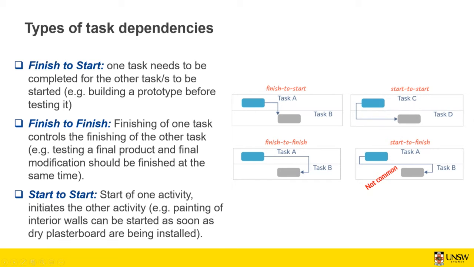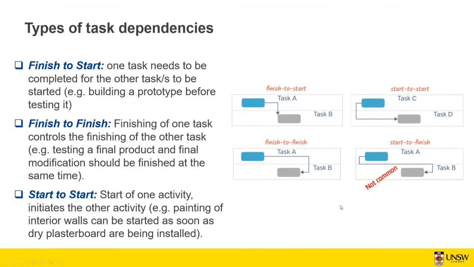Start to start is another type, where the start of one activity initiates another activity. For example, painting of interior walls can be started as soon as the dry plasterboards are being installed. You don't need to wait until all plasterboards are installed to start painting. As soon as some of the plasterboards are installed, you can start painting them. This is called start to start, where both tasks can start at the same time or probably with some lag time.